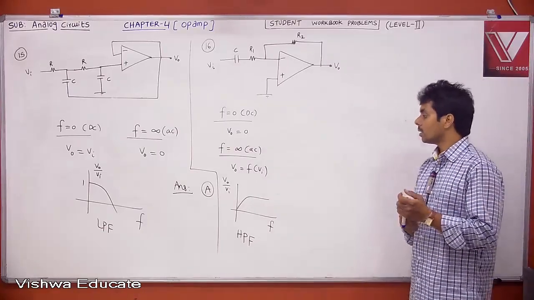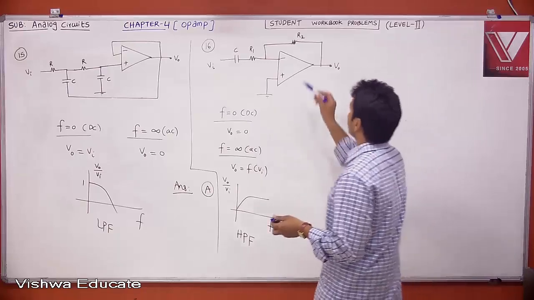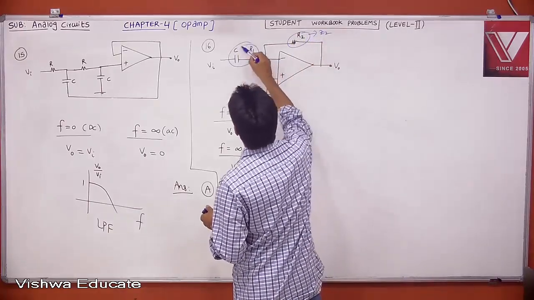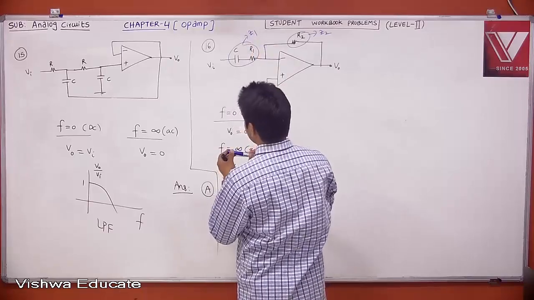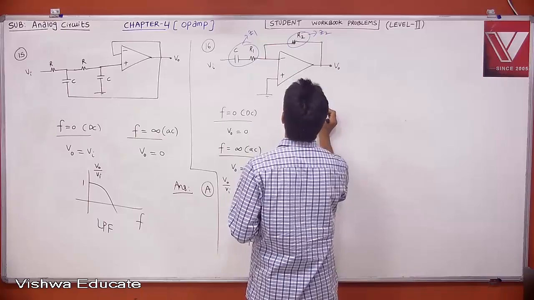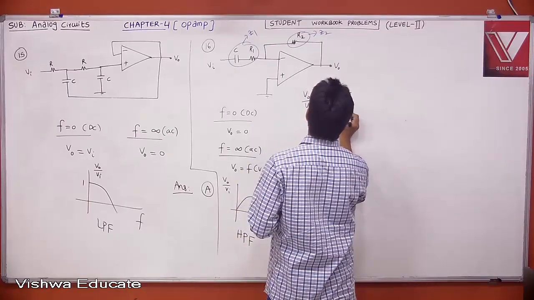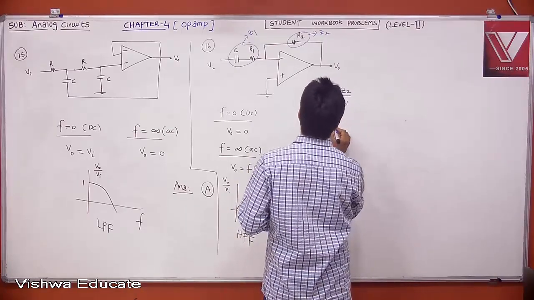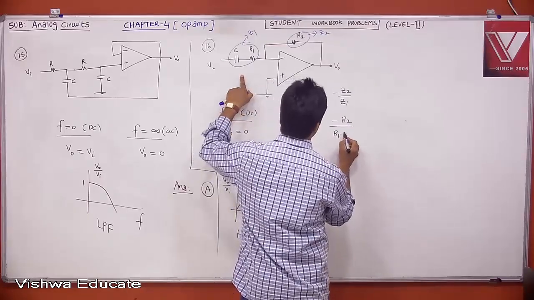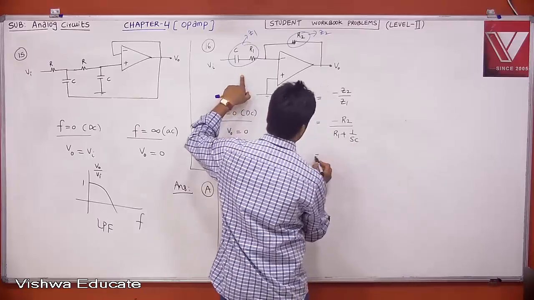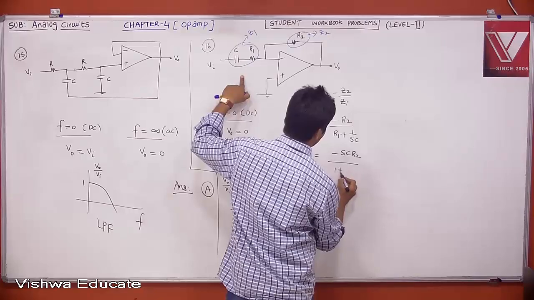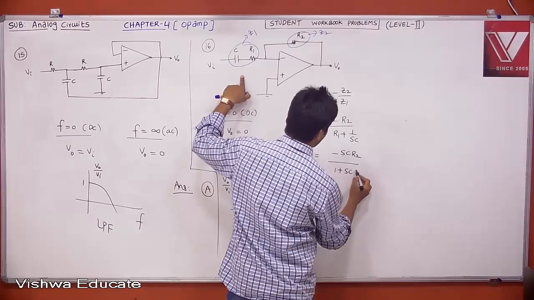For that, we need to have the transfer function. Can I call this Z2? And let me call this Z1. Then what is your voltage gain? Your voltage gain V0 by Vi is equal to minus Z2 divided by Z1. What is Z2? Minus R2 divided by, what is Z1? R1 plus 1 by SC. If you do that, you will get minus SCR2 divided by 1 plus SCR1.